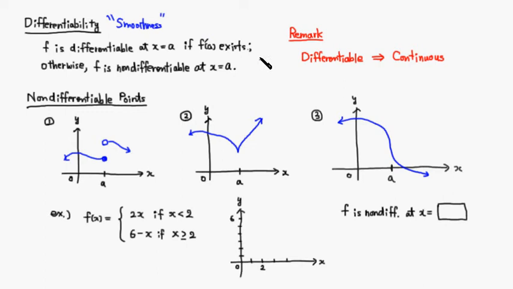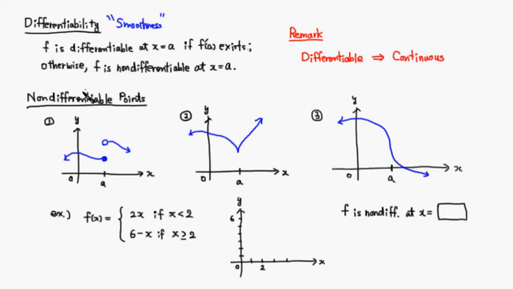As opposed to that, continuity means no breakage. But differentiability requires a little bit more than continuity. The graph has to be smooth, right? So the remark would be, if it's differentiable, it is automatically continuous, because in order to be smooth, you cannot have a breakage. So it has to be continuous at least.